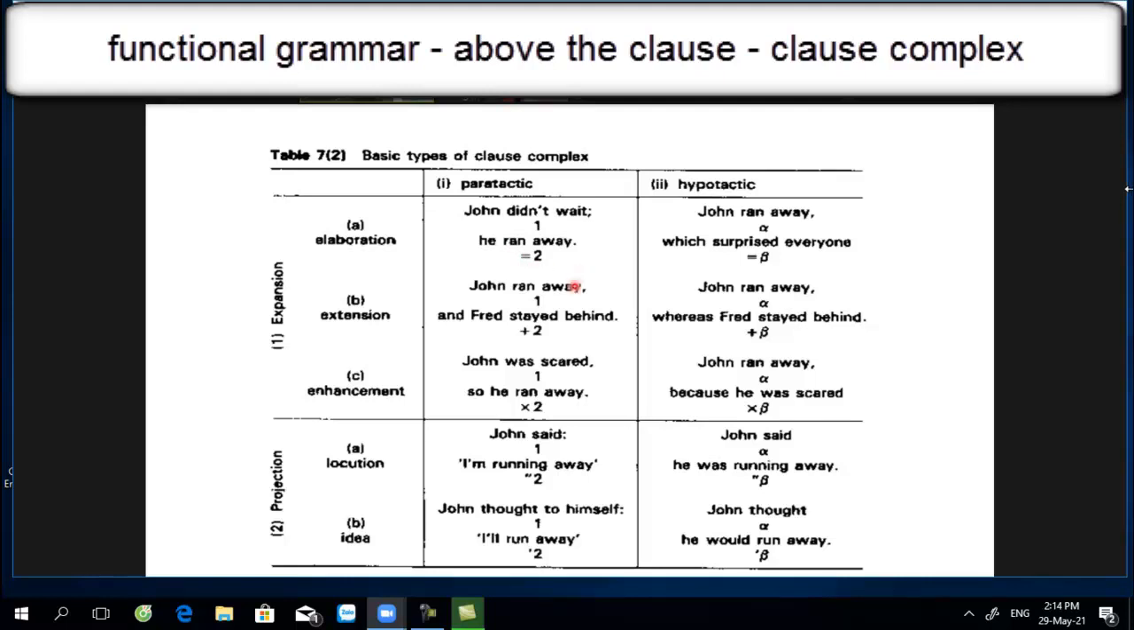For the second one, extension, with the addition mark, right? The plus mark. So we have John ran away, the first one, and Fred stayed behind, second one. So I think we'll talk about this later when I show you the more detailed one about the paratactic and hypotactic.